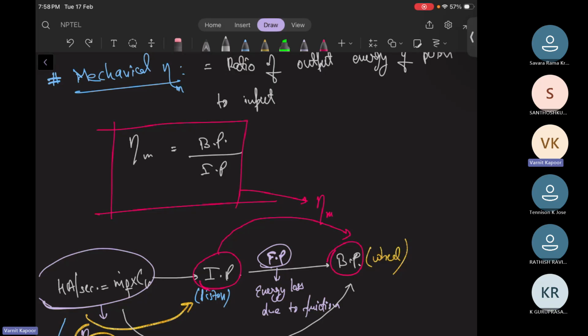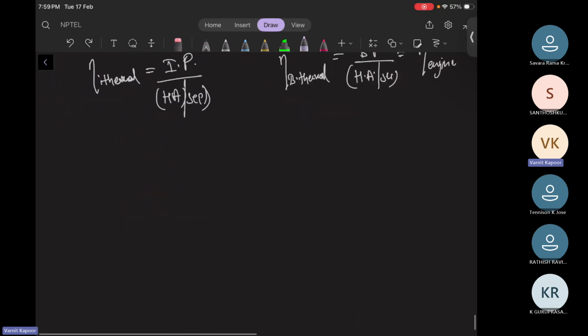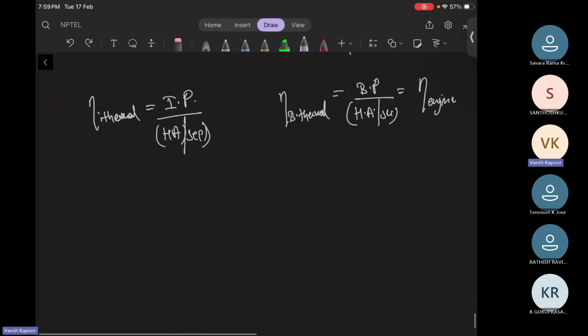We will come to the indicated work done. Let me tell here itself only. Let's come to the part 3. Let's take a few more minutes and complete here itself.